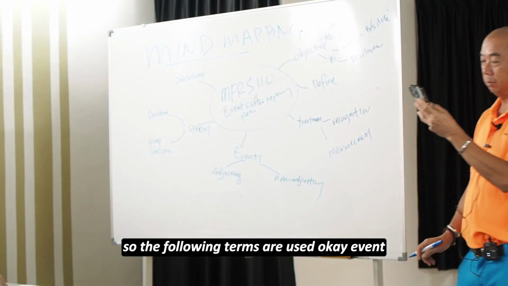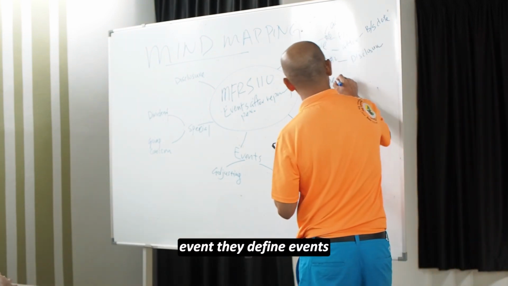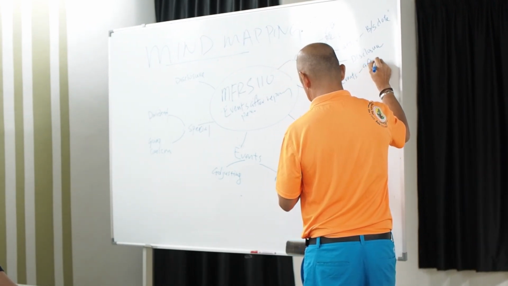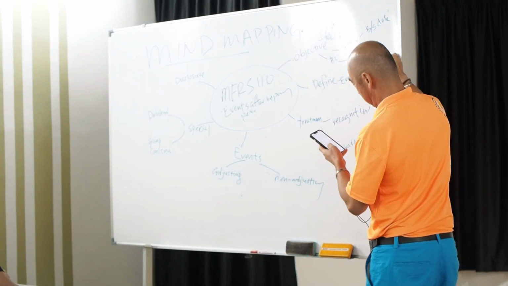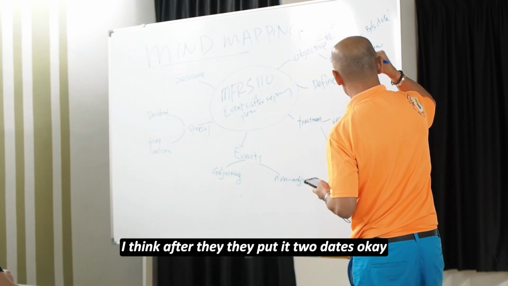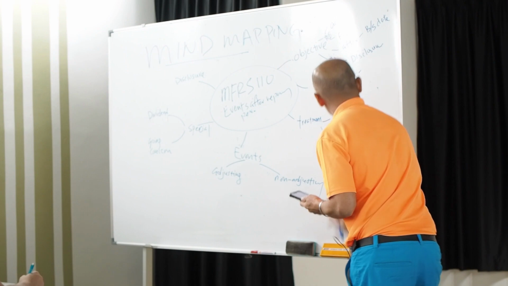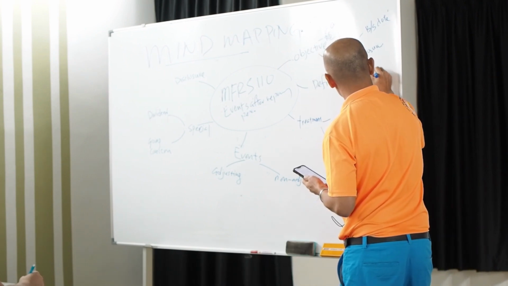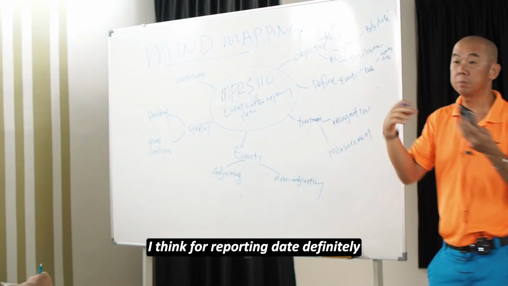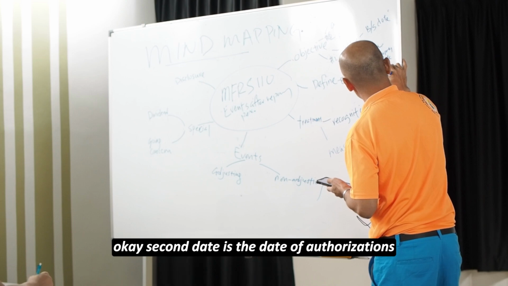Event. So the following terms are used, okay? Events after the reporting date are those events. They define event. First, after reporting date. I think after, they put it two dates, okay? Event, a branch out date. One is reporting date. I think for reporting date, definitely, more or less it's balance sheet date, right? Okay. Second thing is the date of authorization.